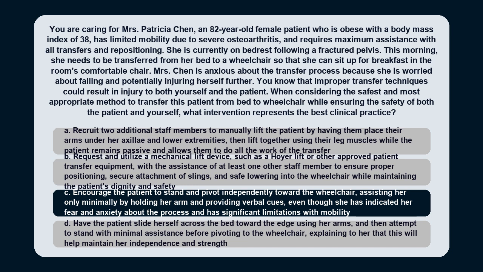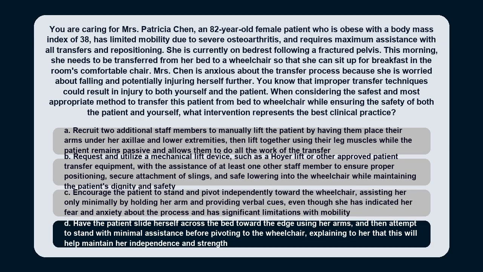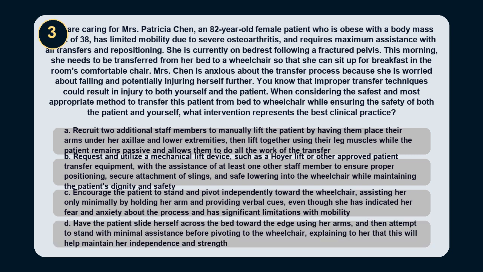Option C. Encourage the patient to stand and pivot independently toward the wheelchair, assisting her only minimally by holding her arm and providing verbal cues, even though she has indicated her fear and anxiety about the process and has significant limitations with mobility. Option D. Have the patient slide herself across the bed toward the edge using her arms, and then attempt to stand with minimal assistance before pivoting to the wheelchair, explaining to her that this will help maintain her independence and strength.